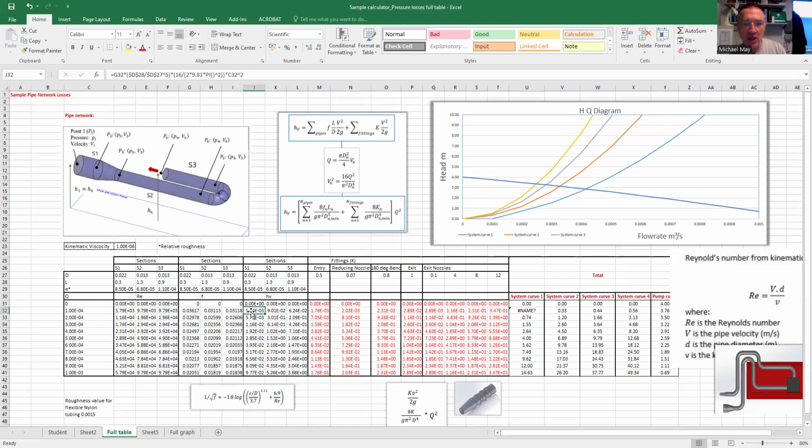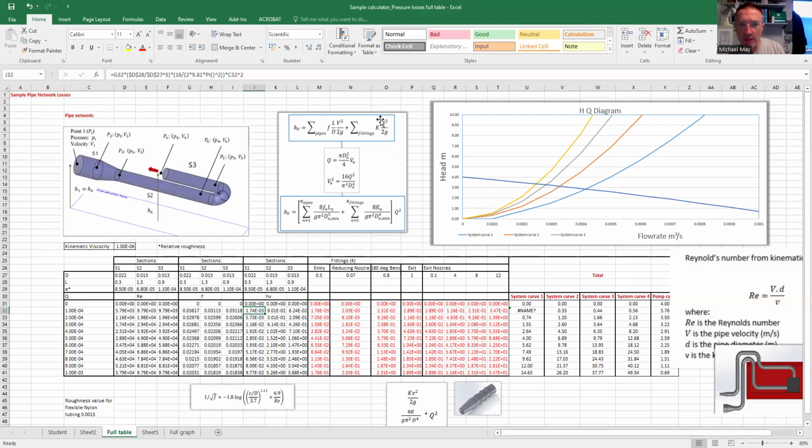So that's the major losses in S1, S2, and S3, and then done over the range of flow rates. Then we have minor losses at the entry, the exit, the 180-degree bend, and the reducing nozzle. This is the minor loss equation up here, and the K factor is outlined at the top.